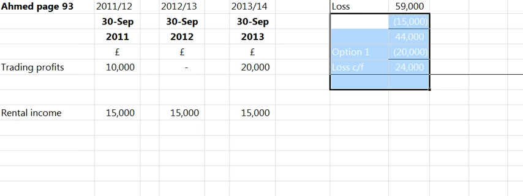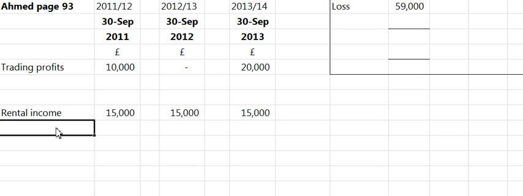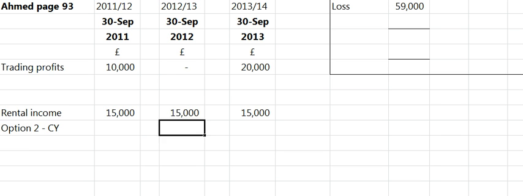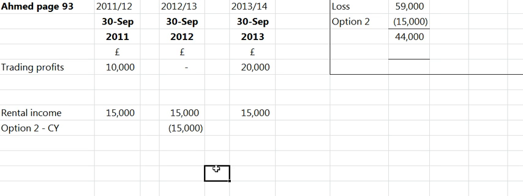Okay, option 2 was the current year. So the loss was made in 12-13, and then what Ahmed has to do is look to see if he has any other income in that year. Well, he does. Can you see he's got 15,000 rental income there? So we're going to do option 2, which is the current year, and we can reduce that down by 15. Okay, so let's put it up there, see how much we got left. The consequences of doing this is he has no income in the 12-13 tax year, and so that personal allowance is going to be wasted.